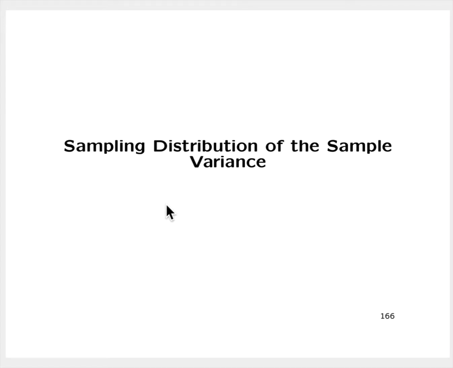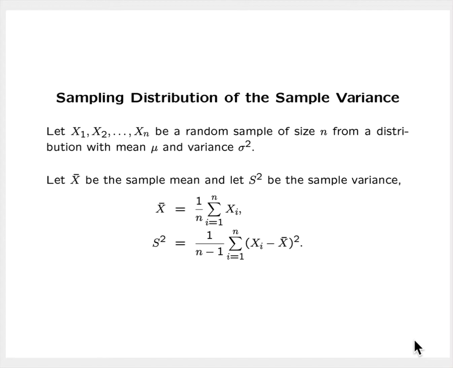Okay, now the next thing I want to talk about is the sampling distribution of the sample variance. Let X1 through Xn be a random sample of size n from a distribution that has mean mu and variance sigma squared. We'll let X bar be the mean of the sample and S squared be the sample variance, the version of the sample variance with n minus 1 in the denominator. So this is the sample variance that you're used to from your methods classes.